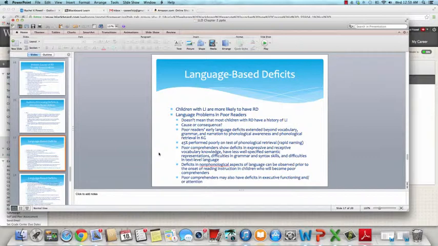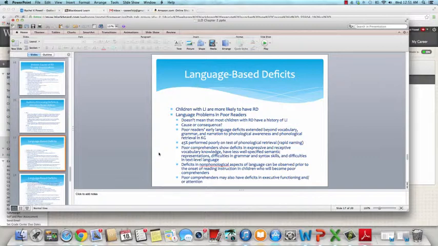And so I'm going to present this, but if you fall on another side of an argument for the causes of reading disabilities, by all means. There's a lot of research out there that discusses extensively the different causes of reading disabilities. So language-based. Children with language impairment are more likely to have reading disabilities.